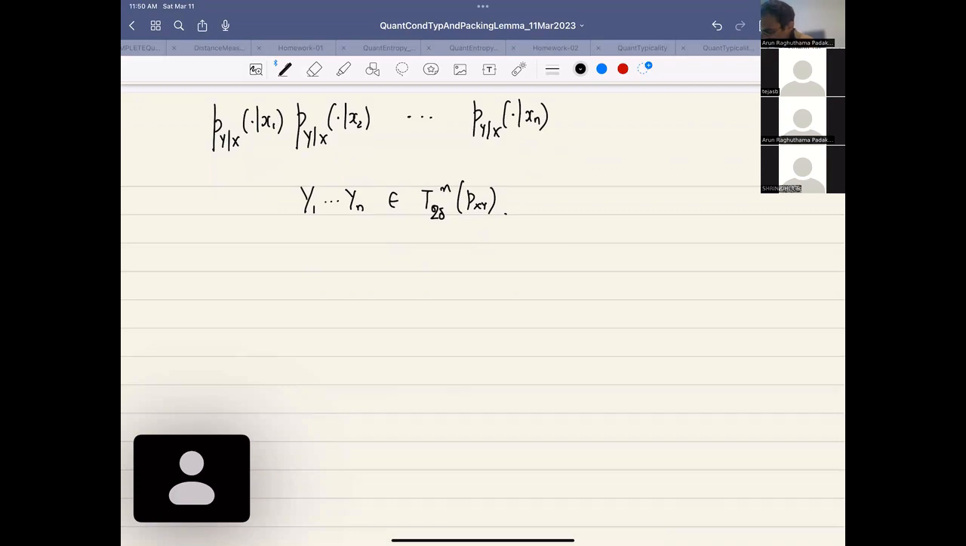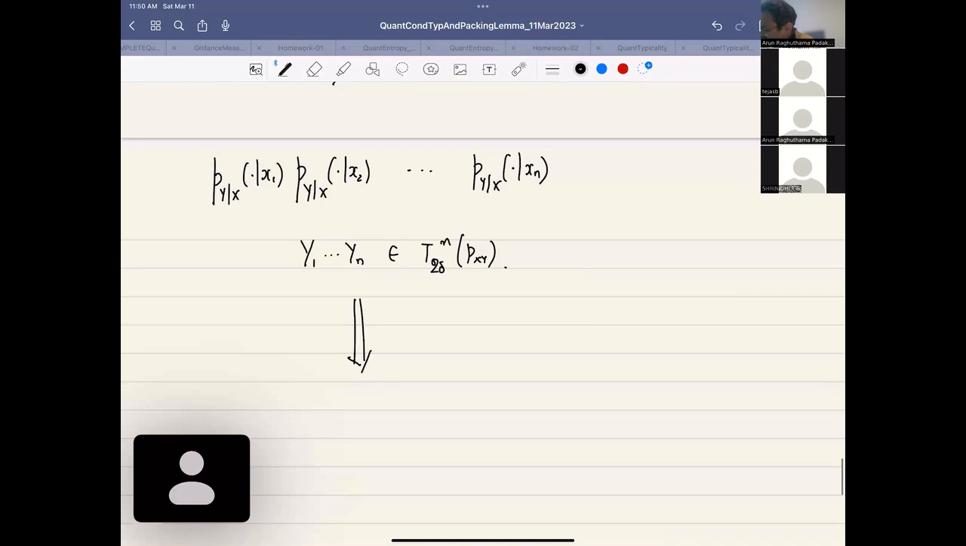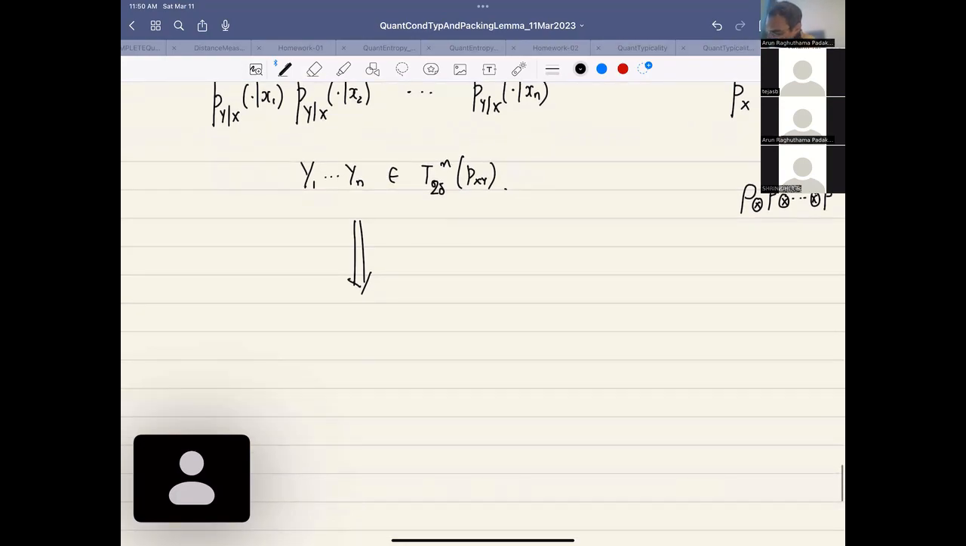Now I'll ask an analogous question in the quantum case. See, previously I had a single PX. I pulled all according to that single PX. And the analog of that in the quantum case was rho tensor rho, and I asked the question, where is rho tensor n? That's the question I asked, and the unconditional quantum typicality tells you something. Now, I will have a collection of rho x's. Each of these rho x you should think of as similar to this distribution with x fixed.